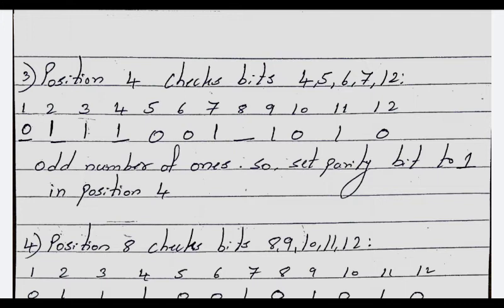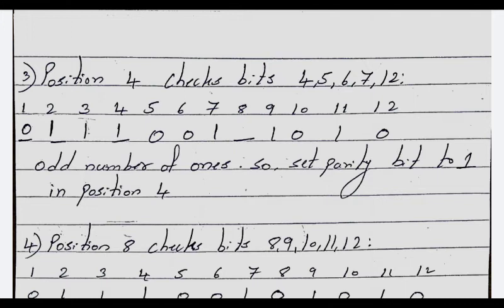Now you check starting from 4, 5, 6, 7. Here only one 1 is there, so don't be confused with the 1 written in position 4. This is a parity bit. Afterwards, the calculation we have written, initially it is 0, because we are calculating the parity bit for position 4 only. We have only one 1, in the 7th position, and in the 12th position you have a 0, so the odd number of ones is present. So set the parity bit to 1 in position 4. Is it clear? Set the parity bit to 1 in position 4.